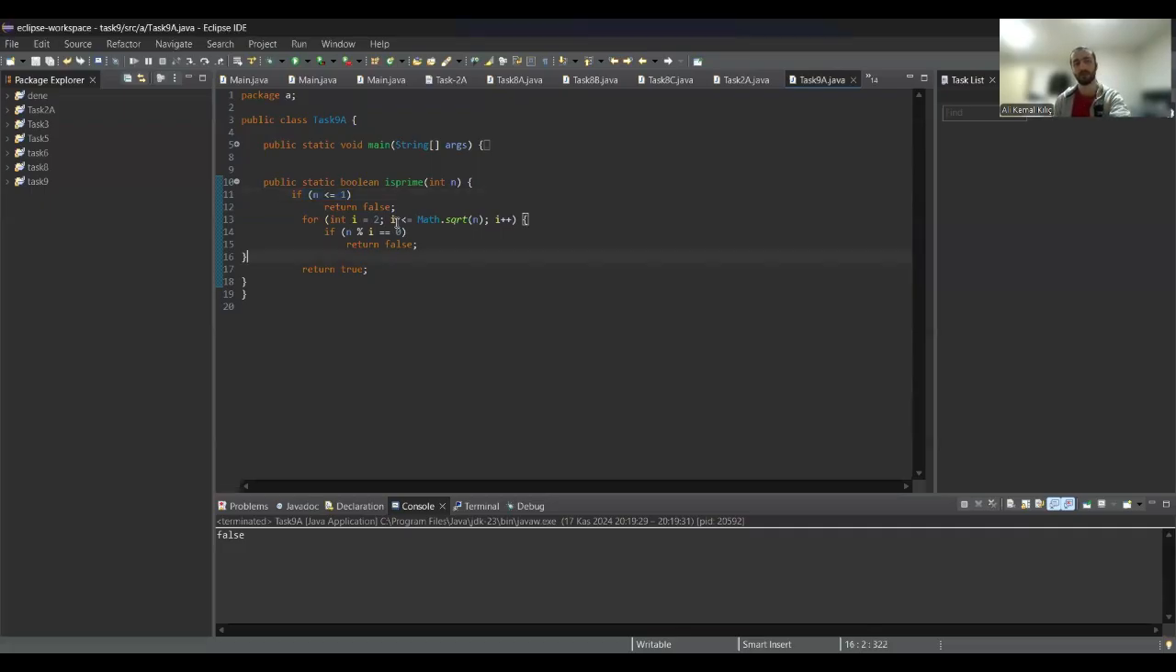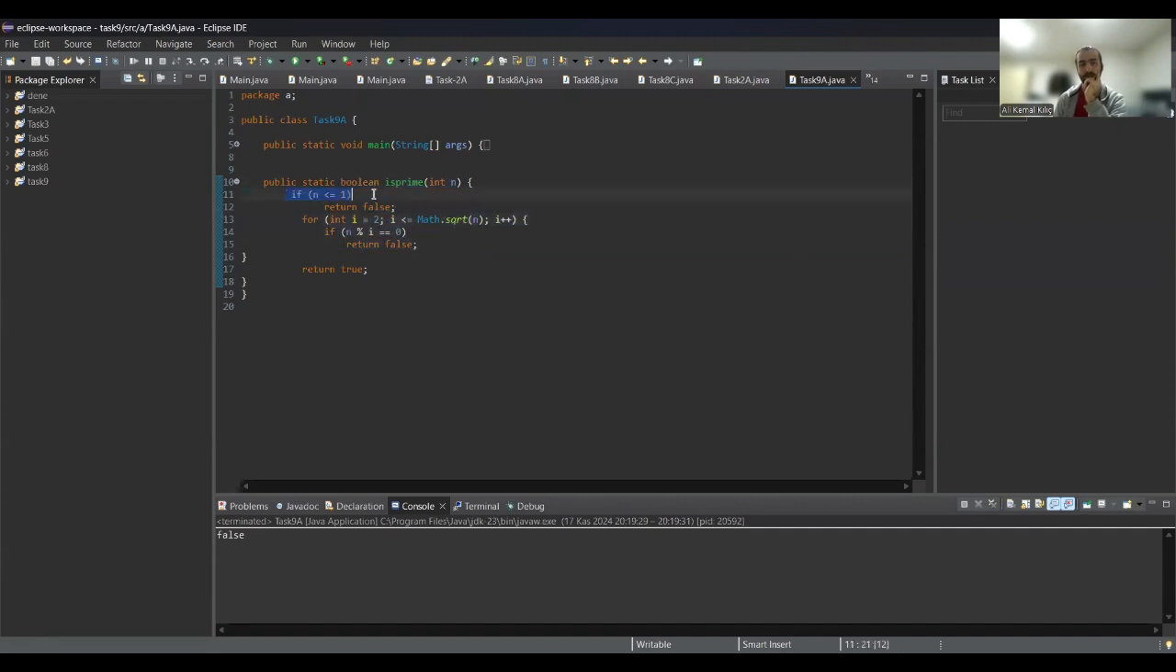Task 9a is here. In this task, we are asked to write down a Boolean method that decides whether a given integer is a prime or not. To do that, I have written a piece of code in here.